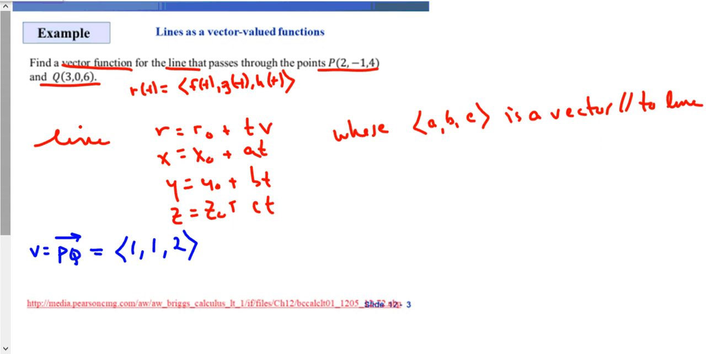And now pick either one of the points. They don't indicate a starting or ending, so we'll just pick one of them. So the parametric form of the line would be x equals 2, y equals -1, z equals 4, which is the point I'm going to use, and then plus 1t, plus 1t, and plus 2t. So that's the parametric form of the line.